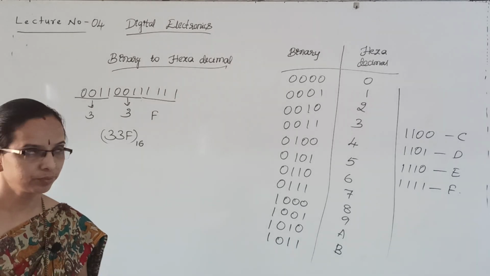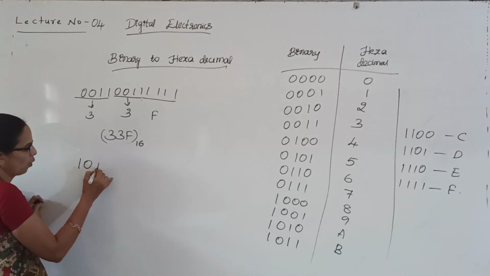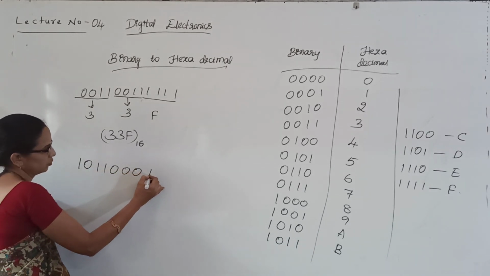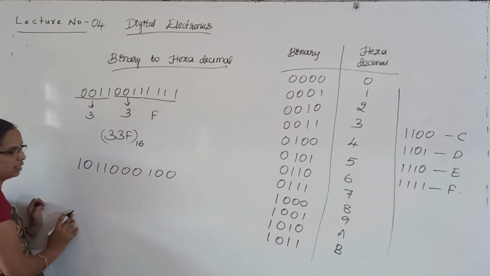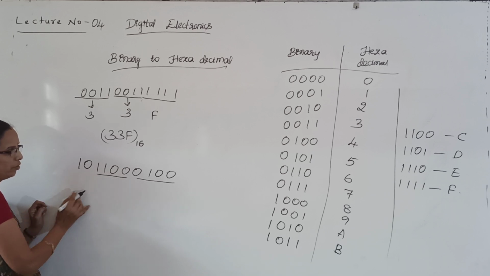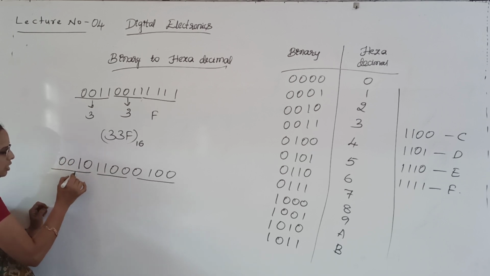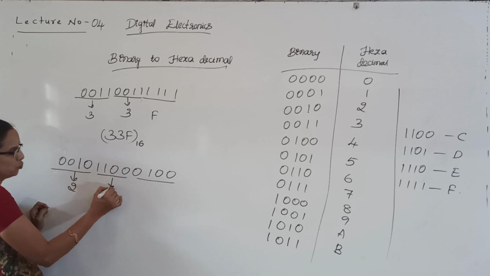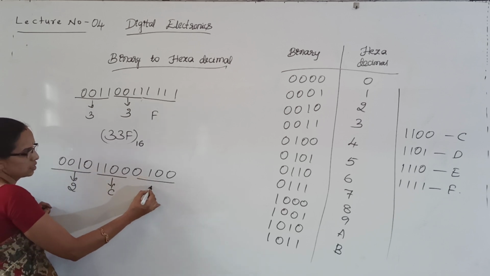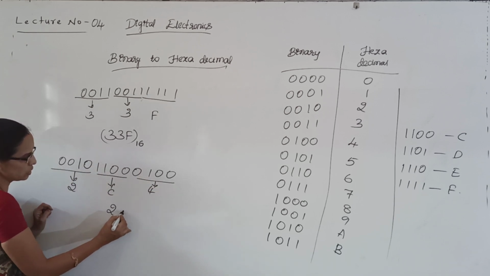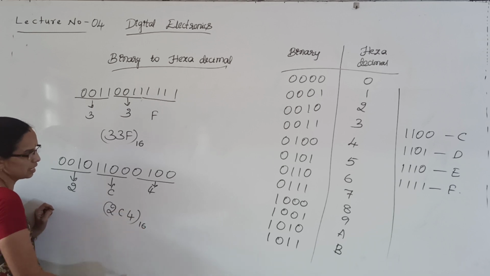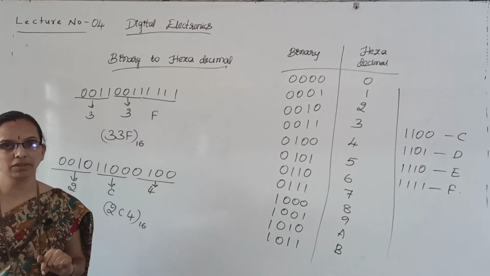1011 is a given binary number. Make groups of 4 bits from right to left. It is 2, it is 12, that is C, 4. So 2C4 is the hexadecimal number equivalent of the given number.